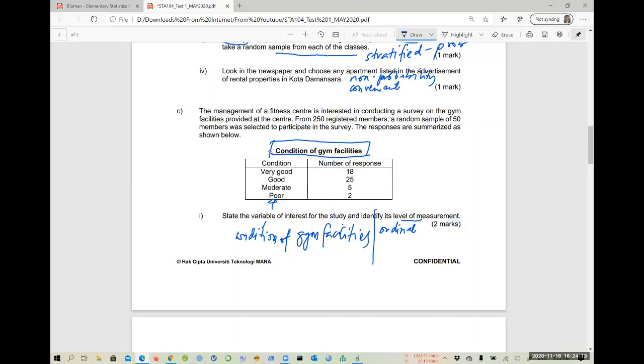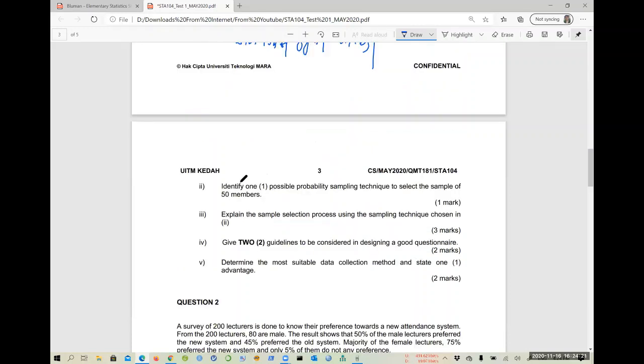Okay, and then the level of measurement will be ordinal. Okay, so that is the first one. Okay, the next one, it says you identify one possible probability sampling technique to select the sample of 50 members. So what is the possible probability sampling technique to select the sample?